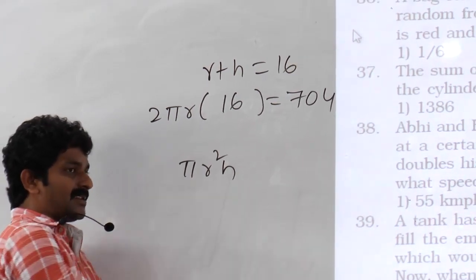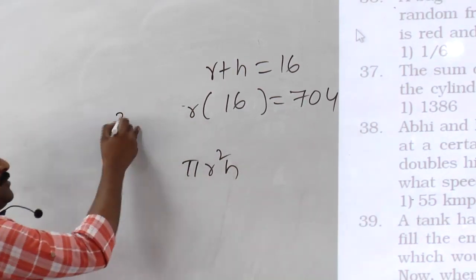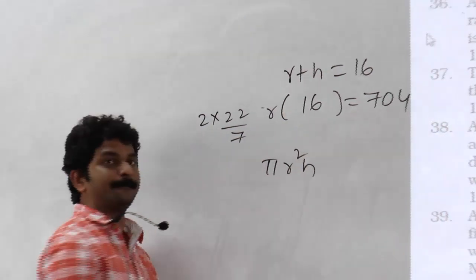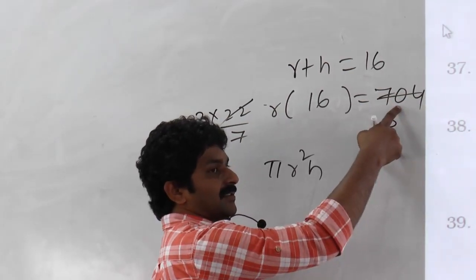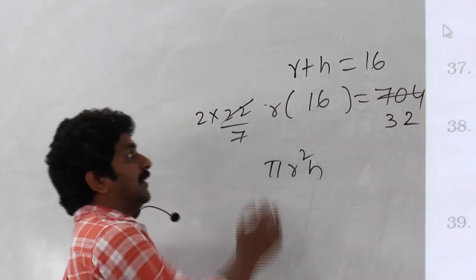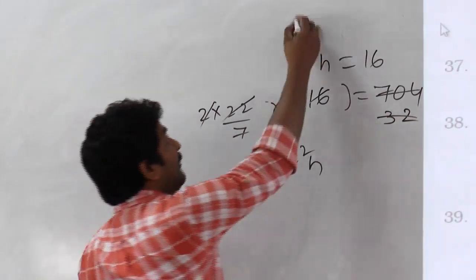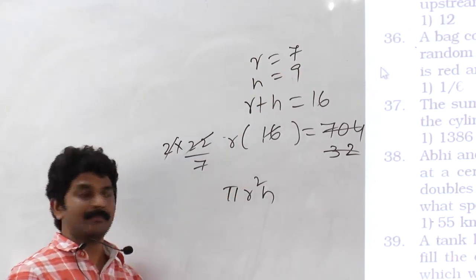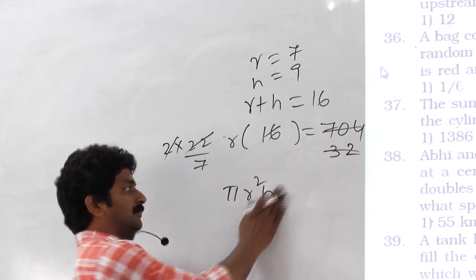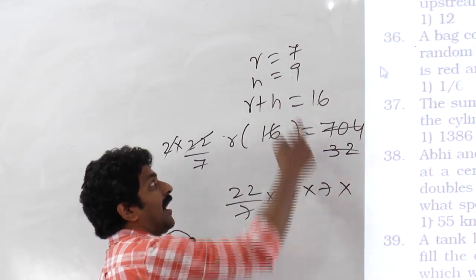Now you need to know radius and height separately. From this, pi is 22 by 7, so I'll write 2 into 22 by 7 into r into 16. Is it a 22 multiple? Yes. 22 times 3 is 66, and then 2 into 16 is 32, 32 cancels, r is equal to 7. If r is equal to 7, then height will be 9. And you are asked about pi r square h, volume. 22 by 7 into 7 into 7, and height 9.